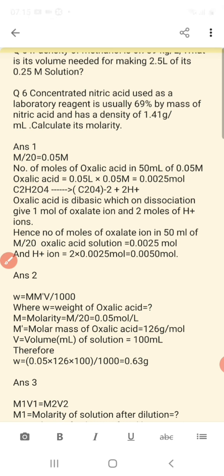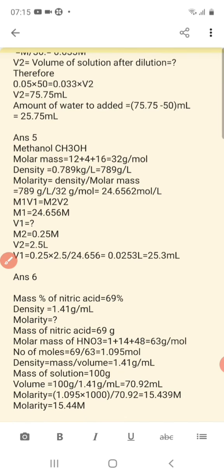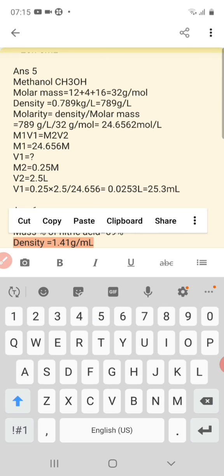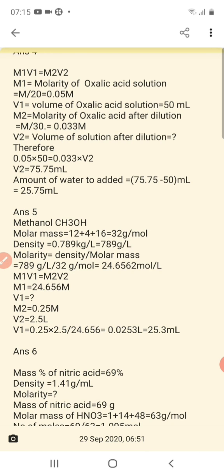Now let us see the solution. First, for solving such type of questions, the mass percentage of the nitric acid is 69% and the density is 1.41 gram per ml. Be aware of the units. Now you have to find out the molarity of the solution.